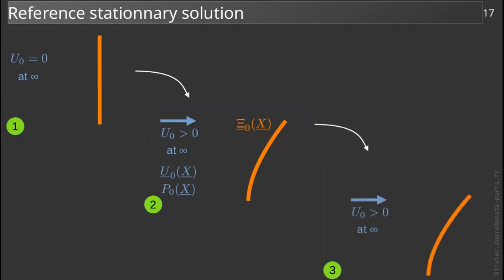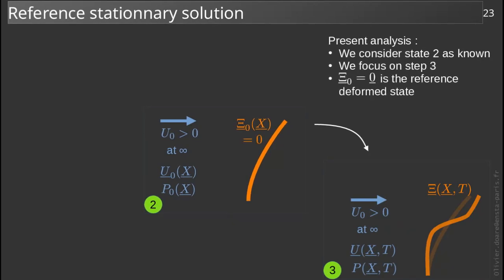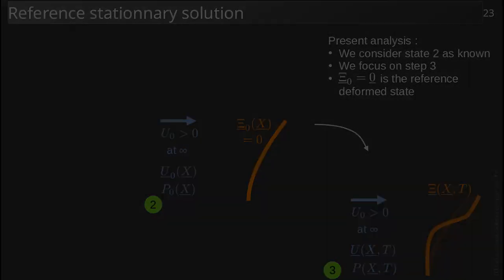What will interest us in particular is the dynamics around this stationary reference state. The displacement of the solid is then psi and depends on x and time. The velocity and pressure fields in the fluid also depend on space and time. In the following analysis, we will consider state 2 as known. Only state 3 will be described. We will also consider that the reference state of the displacement psi is 0.